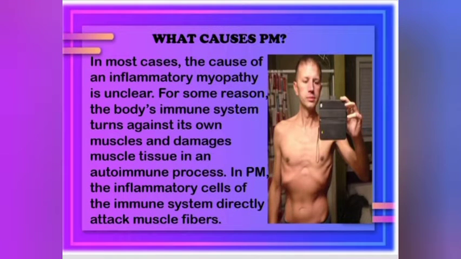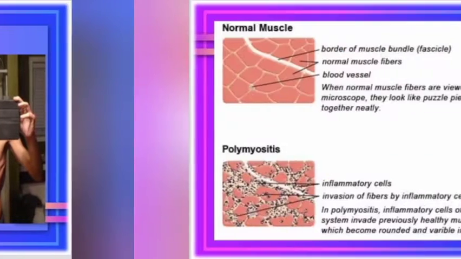What causes polymyositis? In most cases, the cause of an inflammatory myopathy is unclear. For some reason, the body's immune system turns against its own muscles and damages muscle tissue in an autoimmune process. In polymyositis, the inflammatory cells of the immune system directly attack muscle fibers.